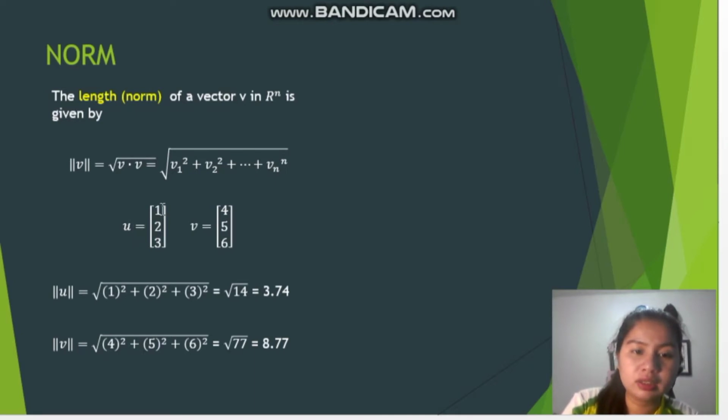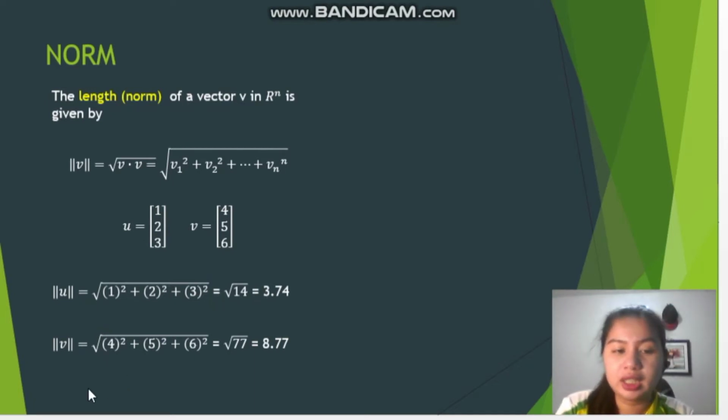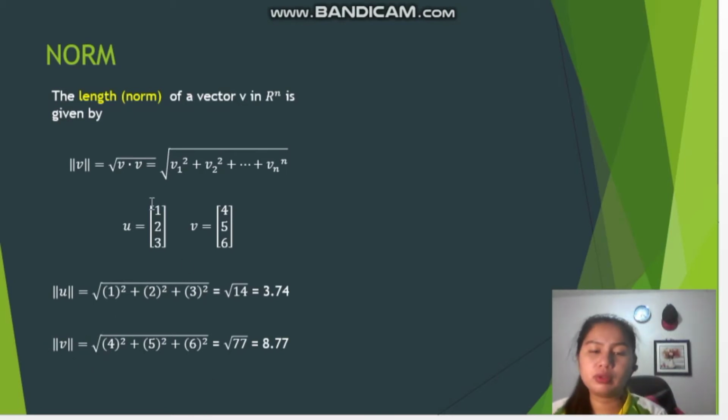So, we have vector u equals 1, 2, 3, or we have n elements 1, 2, and 3, and then we have vector v which contains the elements 4, 5, and 6. So, the norm of u, ito lang: 1 squared plus 2 squared plus 3 squared, naka-square root. So, the square root of 1 squared plus 2 squared plus 3 squared equals square root of 14 or 3.74. And then, sa mga nakita ko naman sa libro, tinatanggap naman si norm na naka-square root.